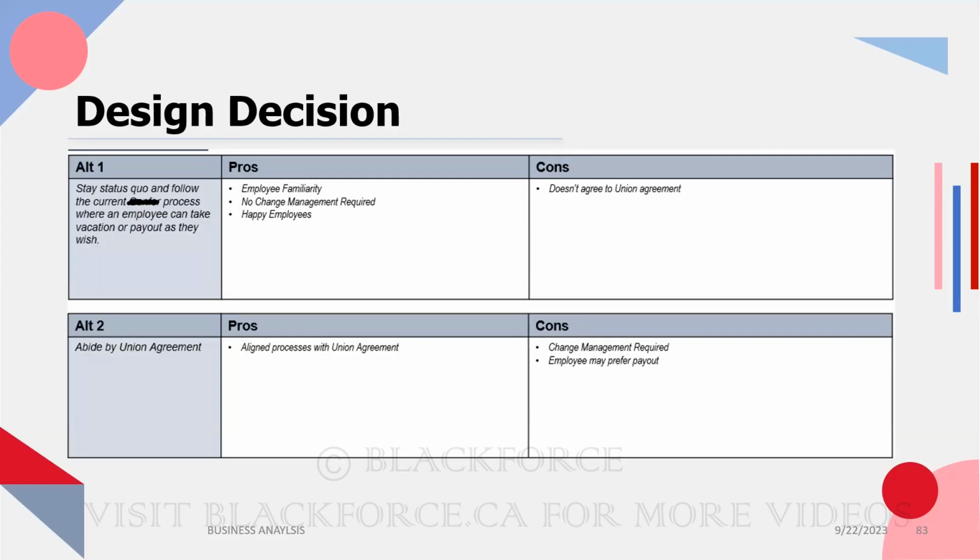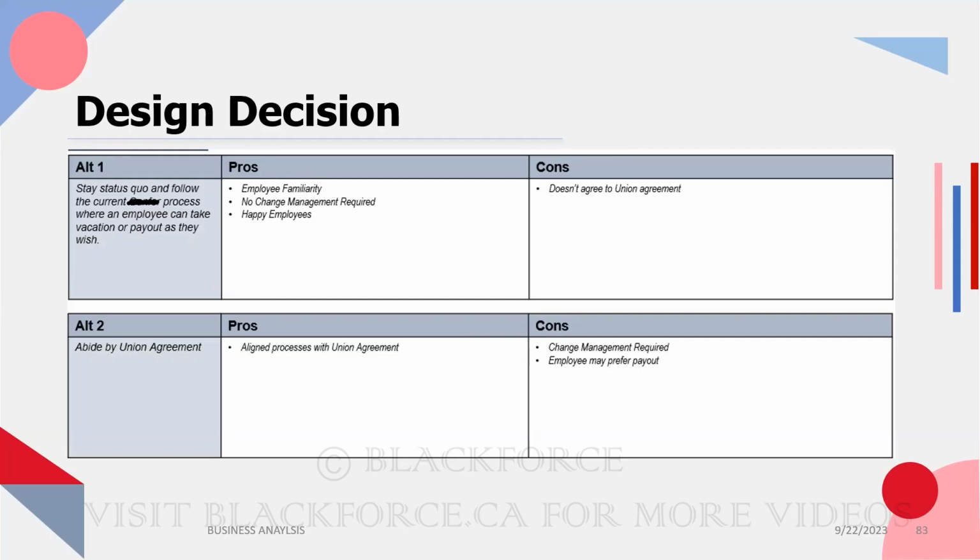So let's look at what is really the design decision we need to make for both scenarios. Okay? For scenario one, right? Pros, employees are already familiar with the process. It is what they do today. There is no change management required. You keep your employees happy. Well, the downside of that is that it doesn't agree to union agreements. So some locations do not have this requirement from their union.